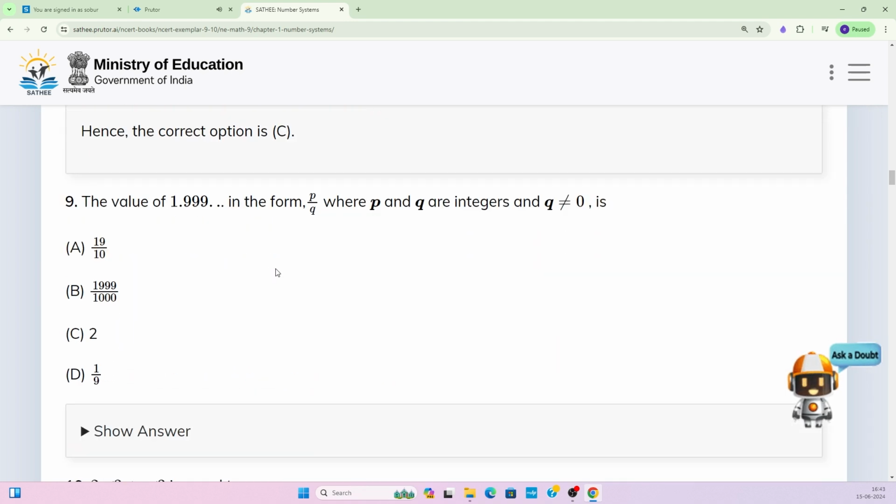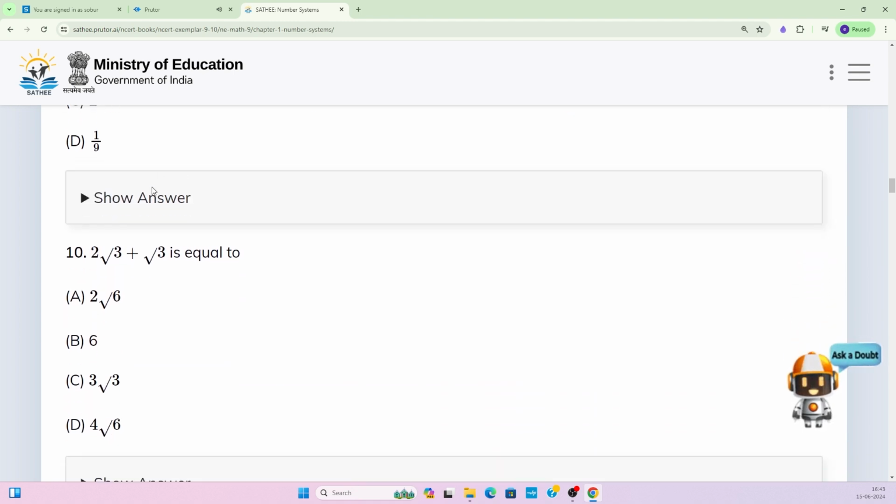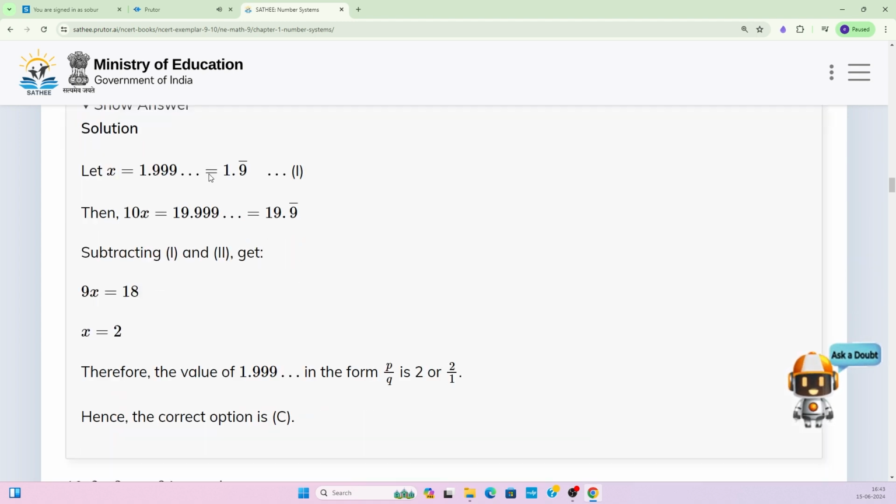So now let us move to question number 9. Find the value of 1.999... in the form p over q, where p and q are integers and q does not equal 0. So here we first let x equal 1.999..., that is actually equal to 1.9 bar, and then if we multiply by 10 on both sides, we get 10x equal to 19.999..., and this is actually 19.9 bar.